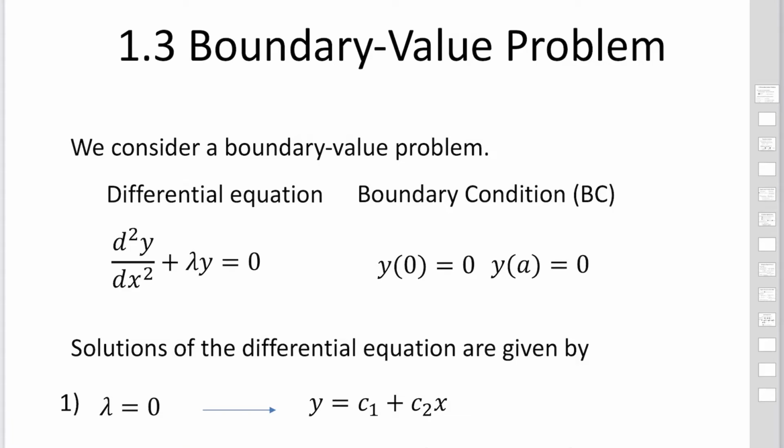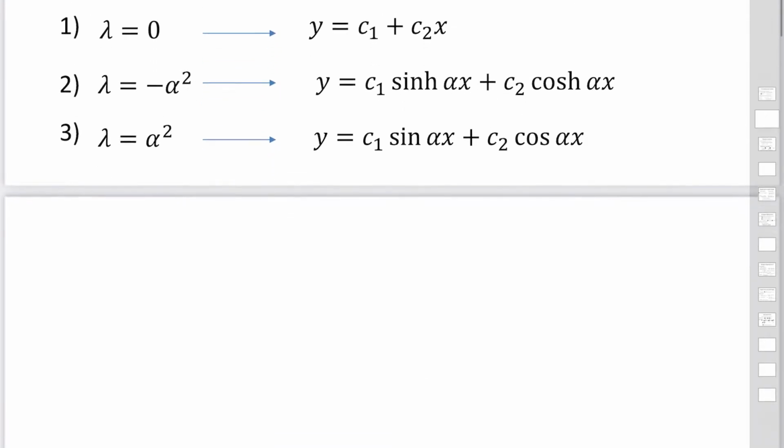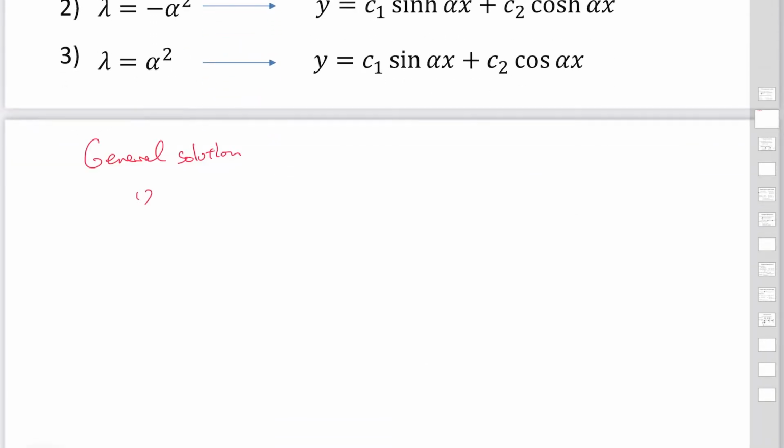In this section, we are going to consider boundary value problems. We start by considering a very simple differential equation: the second derivative of y with respect to x plus lambda y equals 0. As boundary conditions, the value of y becomes 0 at x equals 0 and x equals a. General solutions. The first case is lambda equals 0.